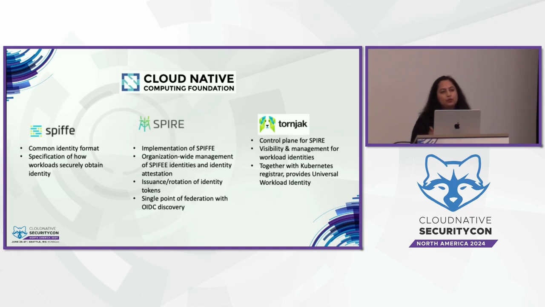SPIRE, we're going to get through in a little bit more detail in later slides. SPIRE is an implementation of SPIFFE, and this provides the actual organization-wide workload identity. It handles and manages these identities, rotation, revocation, et cetera, and it also provides a single point of federation with OIDC discovery. And then finally, there's Tornjak. Tornjak is the control plane that my friend Maia mentioned earlier. It provides you with nice visibility around SPIFFE and the identities across your organization. And together with Kubernetes, it provides a universal workload identity solution.